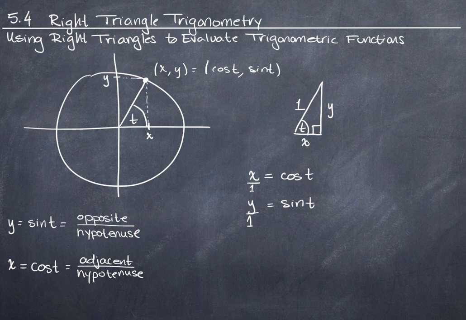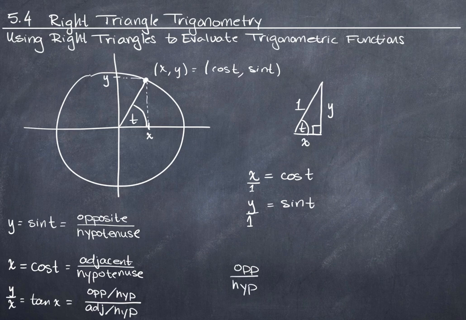Let's talk about the tangent. We know tangent as y over x. Well, y is opposite. I'm going to start using some shortcuts here. Opposite over hypotenuse, and that's over x, which is adjacent over hypotenuse. Opposite over hypotenuse divided by adjacent over hypotenuse means times hypotenuse over adjacent. Those cancel, and I get opposite over adjacent.